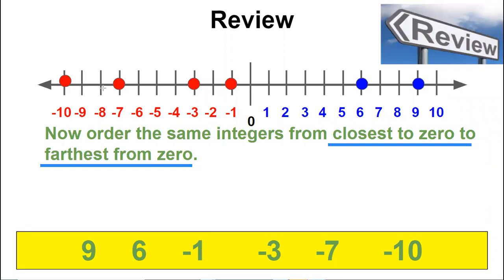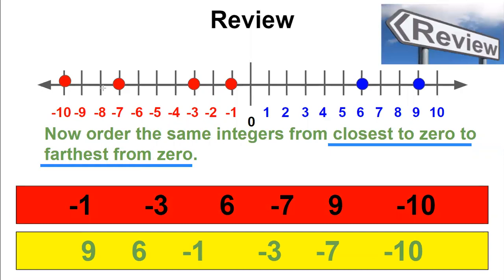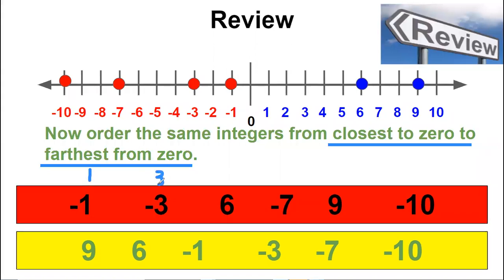Okay, hopefully you paused the video. Is this the answers that you got? -1, -3, 6, -7, 9, and -10. Okay, -1 is 1 unit from 0. -3 is 3 units from 0. 6 is 6 units from 0. -7 is 7 units from 0. 9 is 9 units from 0, and -10 is 10 units from 0. It doesn't matter what side of 0 they're on. We're just talking about closest to farthest.